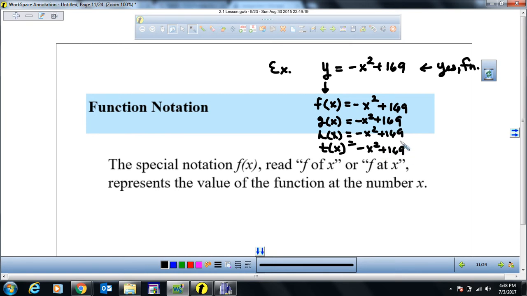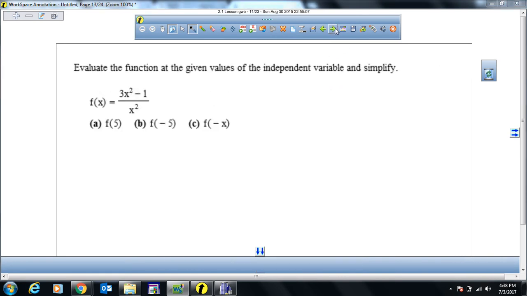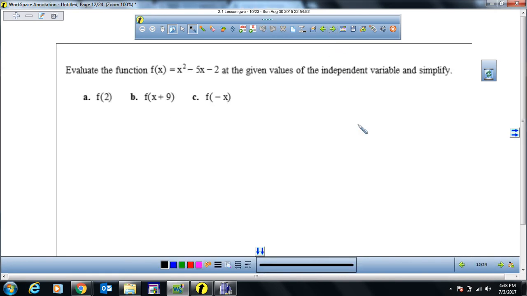Alright, so now we're going to evaluate some functions using the function notation. We're going to go ahead and do this problem here. Evaluate the function f of x equals x squared minus 5x minus 2 at the given values of the independent variable and simplify. When we say the independent variable, it means at the given values of x.